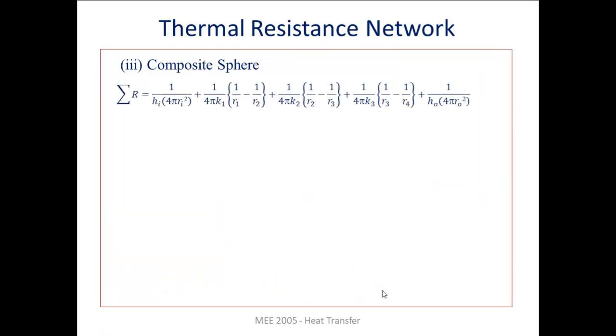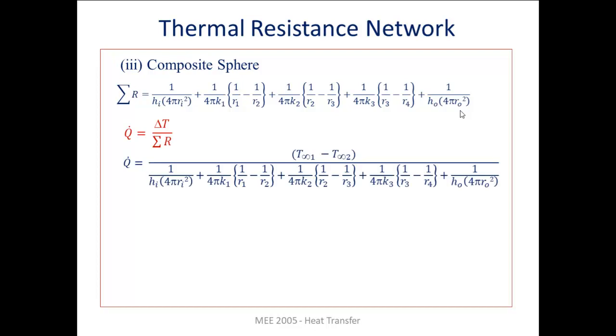So the total resistance, in the previous equation we have written 1 by hA. Surface area of a sphere is 4 pi R square. This is for the inner sphere, therefore we have written Ri. This is for the outer sphere, so surface area is 4 pi R naught square. So coming to the rate of heat transfer, considering all the resistances, we have to consider overall temperature difference, which is T infinity 1 minus T infinity 2.